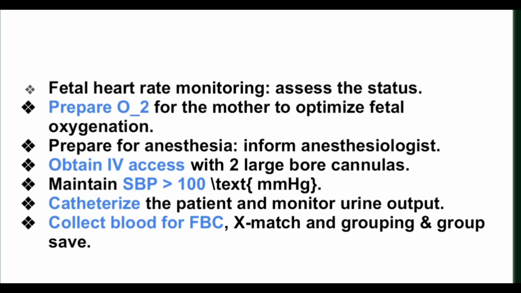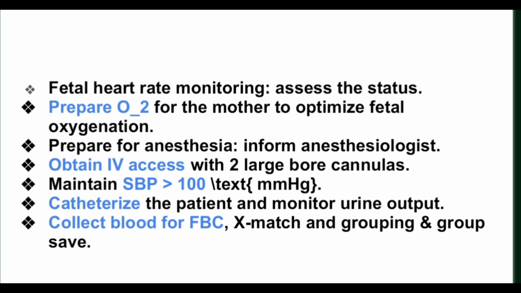We need to prepare anesthesia or inform the anesthetic team that we have an obstetric emergency. We need to obtain IV access with two large bore cannulas. We need to maintain the systolic BP greater than 100, just to make sure that there is enough uterine perfusion to the fetus as well. Okay, so we also need to catheterize the patient and monitor urine output.